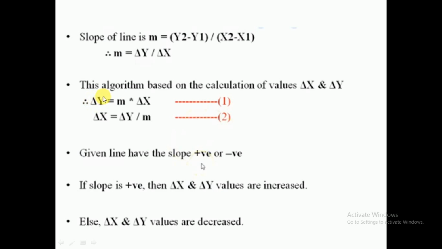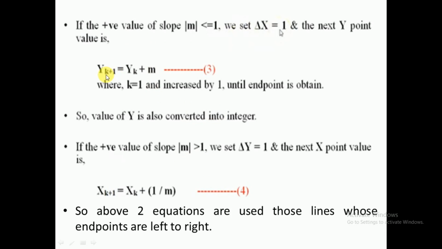Then I want yk plus 1. That's why I will keep yk plus 1 on this side, and then minus yk I will move to the right side. This is minus yk, this time it will come plus yk. That is yk plus m into delta x. That again I have simplified. That is yk plus 1 equals yk plus m, right?